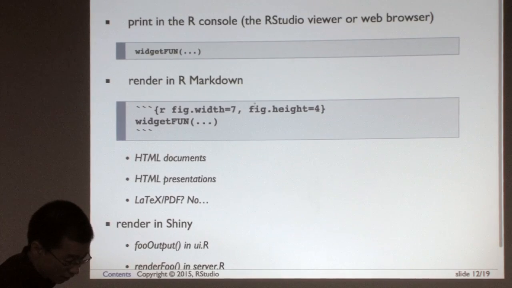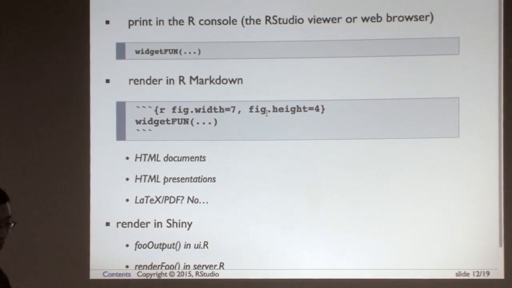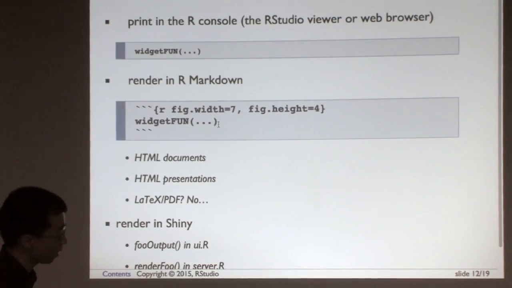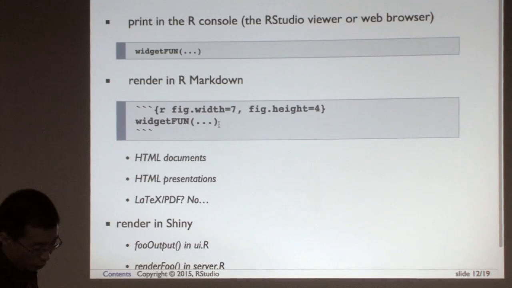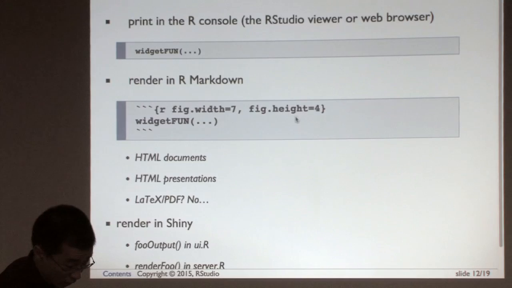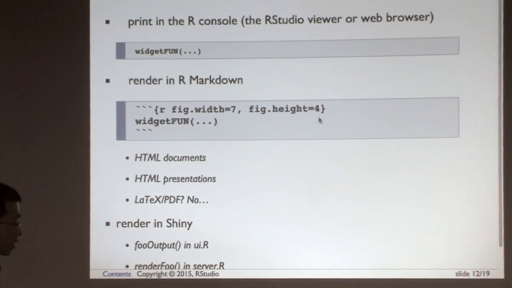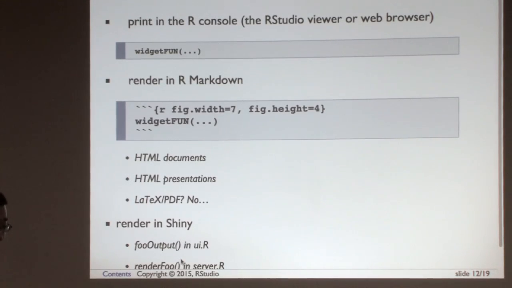And what's more interesting is that you can also use these widget packages in R Markdown. If you are familiar with R Markdown, here's just an R Markdown code chunk. You can just write this code chunk and you can control the size of the widgets using fig.width and fig.height. And as long as the output is HTML, for example, it is either an HTML document or HTML presentation, like what I'm using here, as long as the output is HTML, the widget will just work.